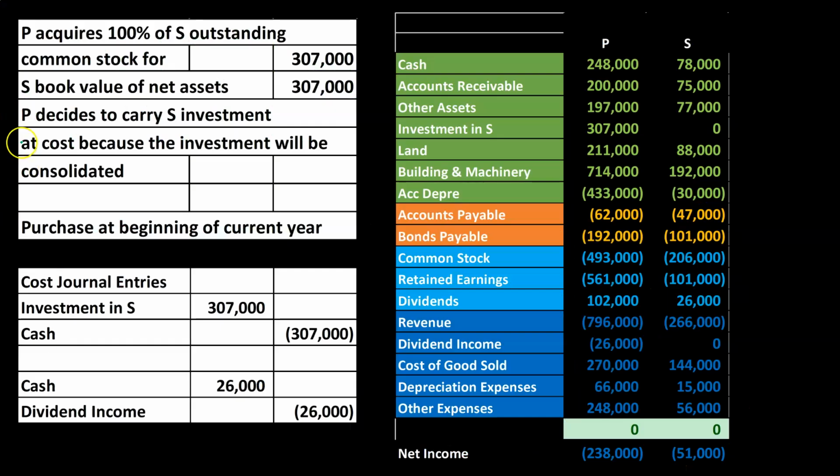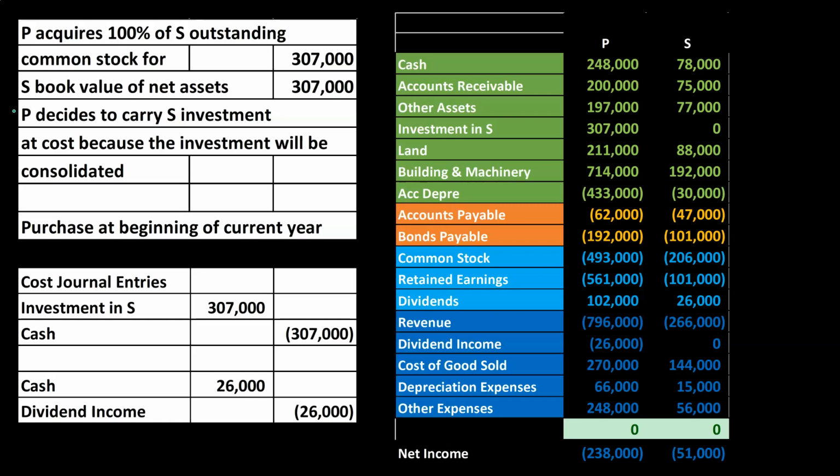Let's go to the problem here. We're going to have the data on the left-hand side. We're going to be working on our worksheet on the right-hand side. We're going to say that P acquires 100% of S. So P company acquires S company. So it's going to be a parent-subsidiary relationship here. Not just owning a controlling interest over 51%, but 100%, remember. So therefore, we're going to have this consolidation take place.